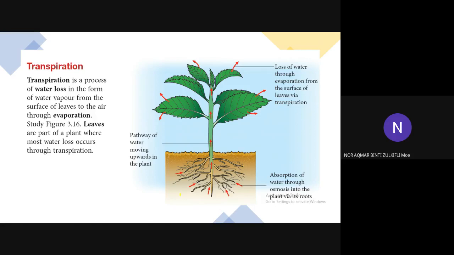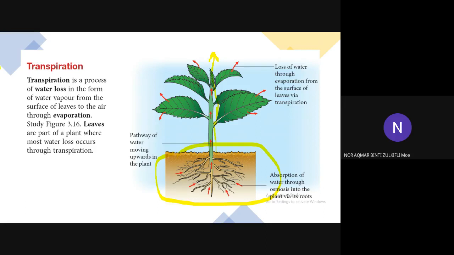And then the body cells change it into deoxygenated blood and send it back to the heart. But for plants, the water from roots, okay, absorption of water through osmosis into the plant via roots, so they go upwards. Actually, the destination is the environment. Okay, what causes this movement? Because of the sun. The sun causes the evaporation.